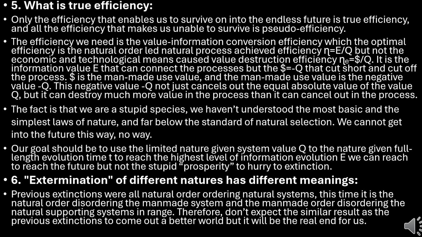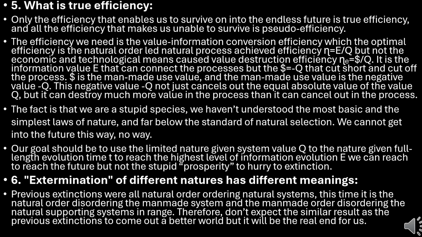It is the information value E that can connect the processes, but the $ that cuts short and cuts off the process. It is the man-made use value, and the man-made use value is the negative value -Q. This negative value -Q not just cancels out the equal absolute value of the value Q, but it can destroy much more value in the process than it can cancel out in the process. The fact is that we are a stupid species. We haven't understood the most basic and simplest laws of nature, and are far below the standard of natural selection. We cannot get into the future this way, no way.